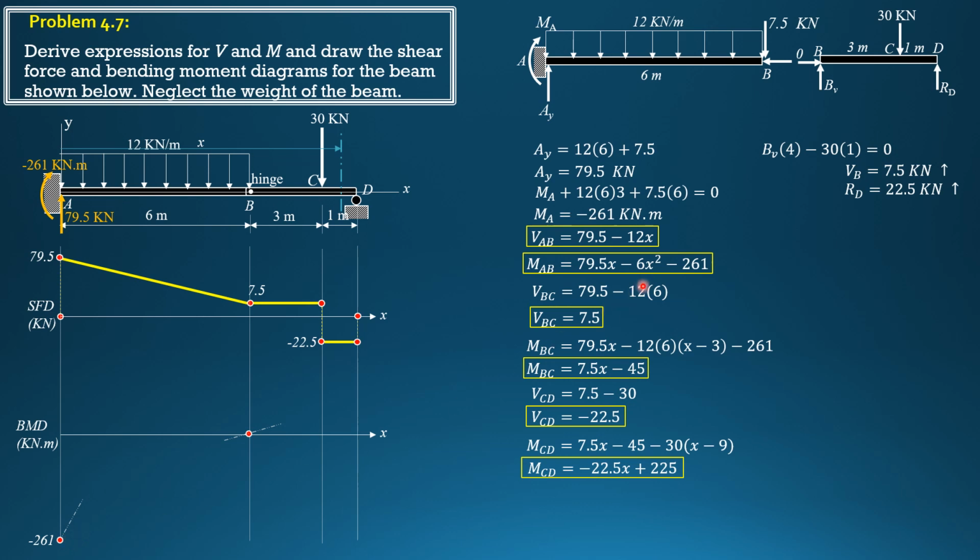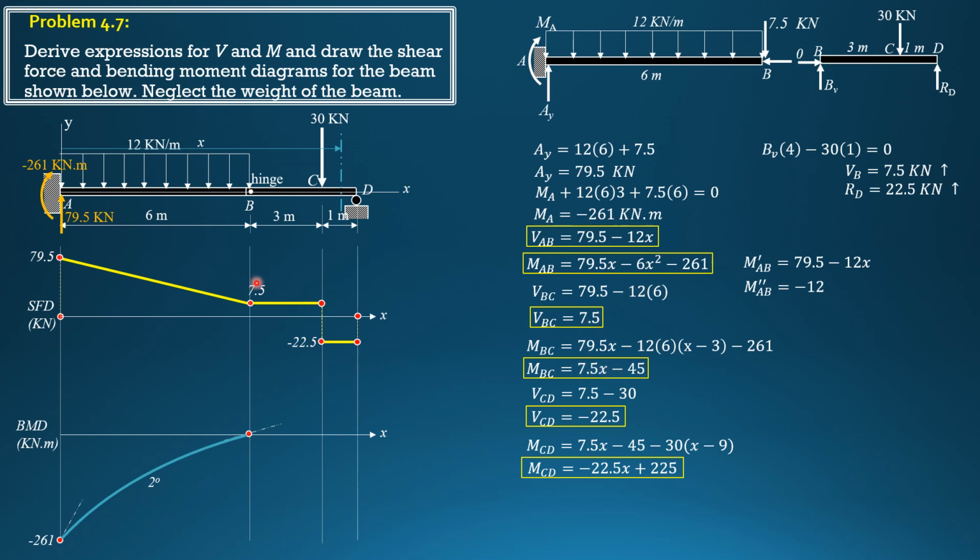But based on the second degree curve and concavity, the first derivative is 79.5 minus 12x. The second derivative is negative 12. That's why the curve must be concave downward as shown in the figure. So I hope that you mastered this already. Then between BC, it's not a problem because they are just straight lines. Moment BC is equal to this. This is a straight line.